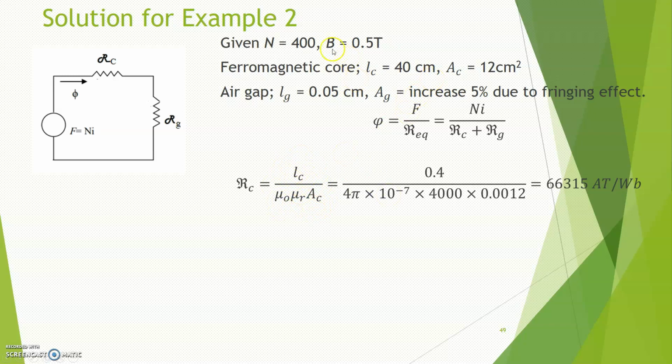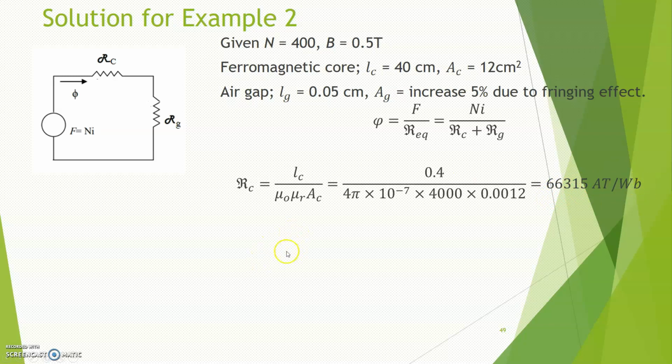In this case, you have 40 cm, which is equal to 0.4 meter, divided by mu naught, which is given, and then the mu r permeability from the question is 4000. For the cross-sectional area of the core, it is 12 centimeter squared. You convert it into meter squared, and it becomes 0.0012 meter squared. After that, you can just use your calculator. You get the reluctance of the core equal to 66,315 ampere turns over Weber.